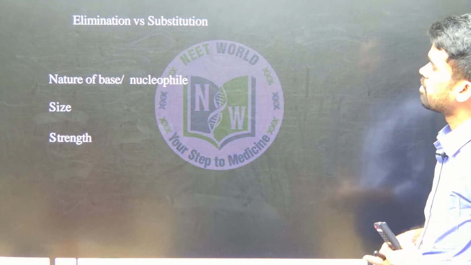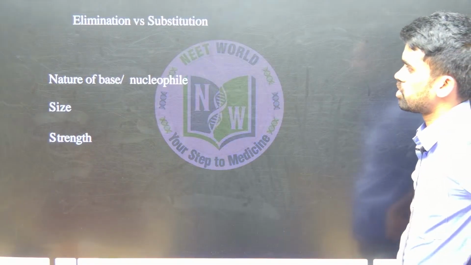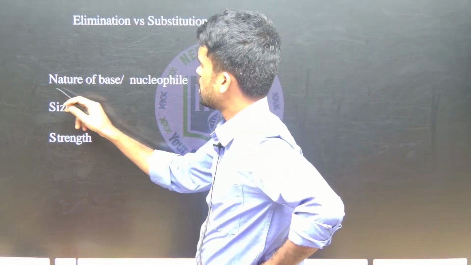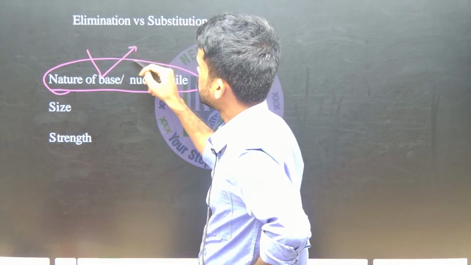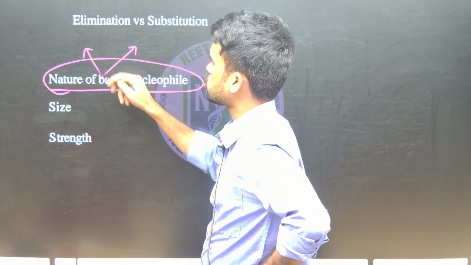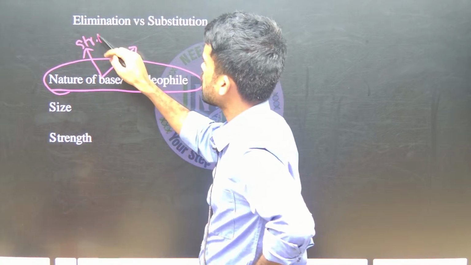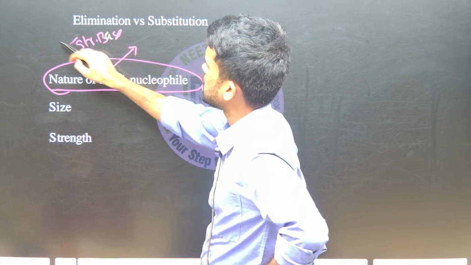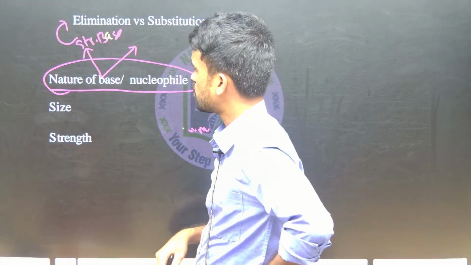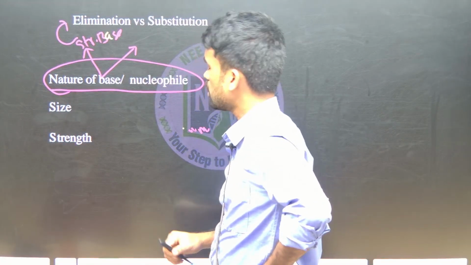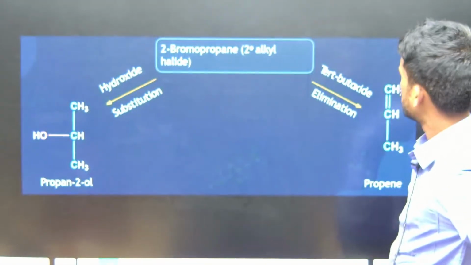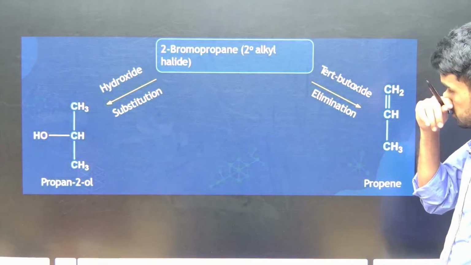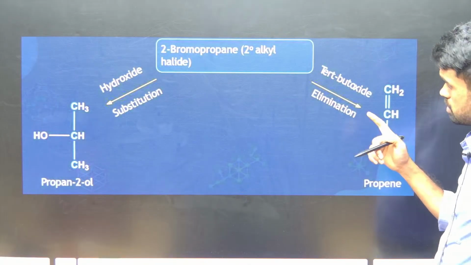Next one is elimination versus substitution. So just remember the nature of base or nature of nucleophile. The base taken here should be a stronger base. What I am saying? Stronger base favors elimination. Okay, just remember this. Okay, so look at here. This is again, we will come back.